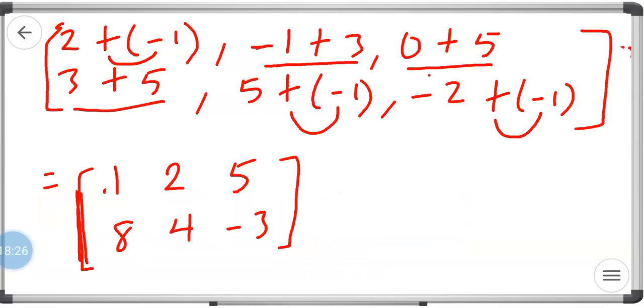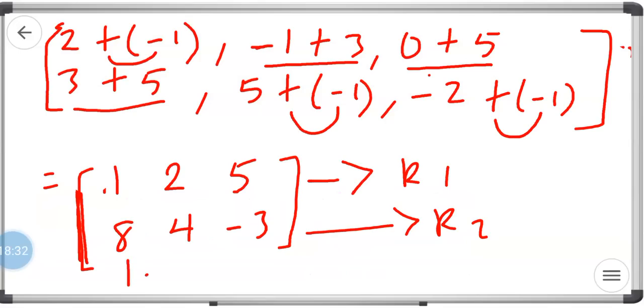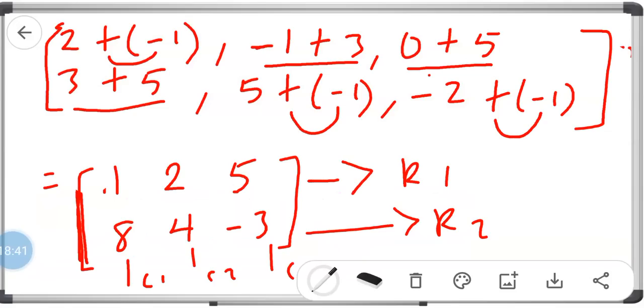If you look here, we have row 1 and row 2, and column 1, column 2, and column 3. So after solving, we got 1, 2, 5, 8, 4, and minus 3.